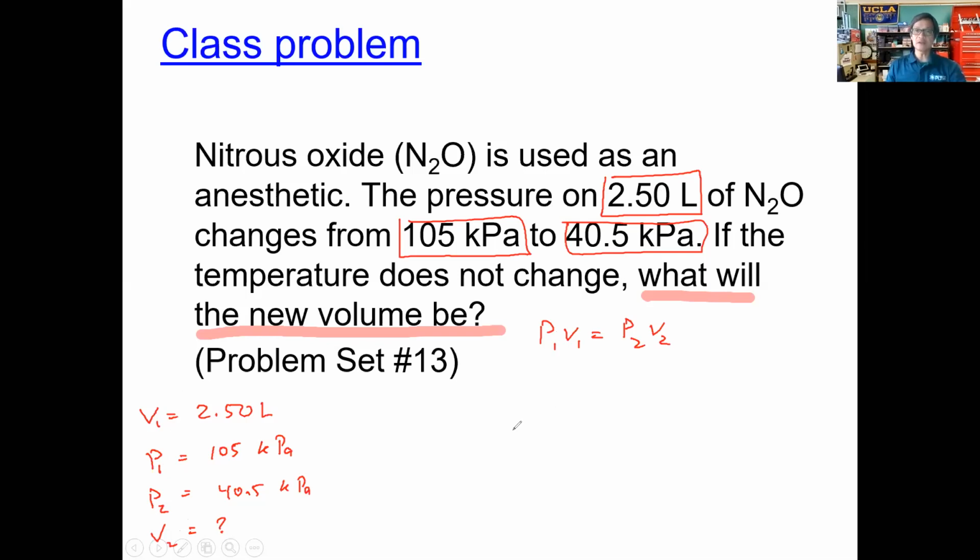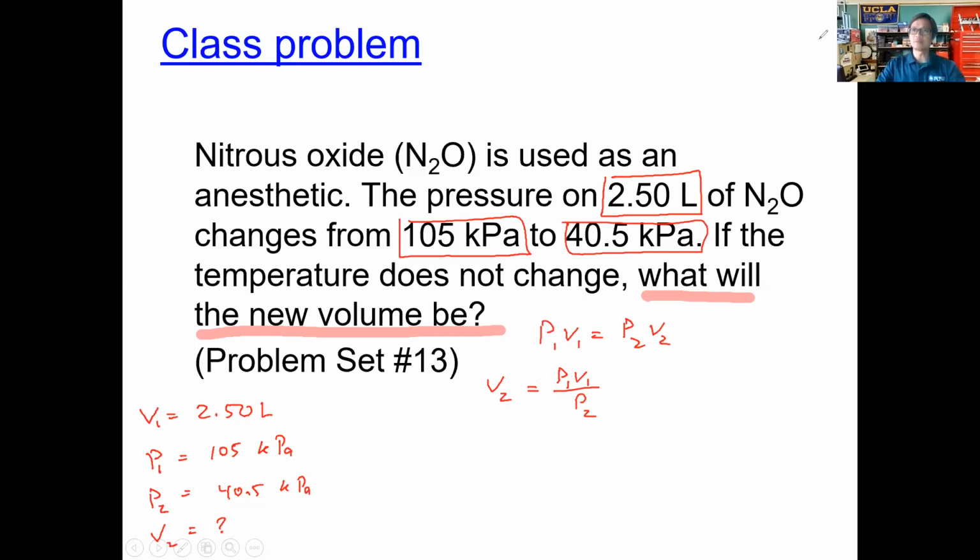So let's go ahead. We're solving for V2 here, so let's take this gas law and rearrange it to solve for V2. That means we're going to divide both sides by P2. It's going to be P1 V1 divided by P2. And so there it is. We have everything we need in order to solve for this particular problem.